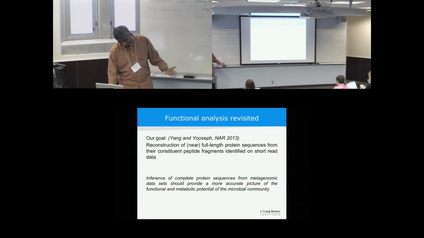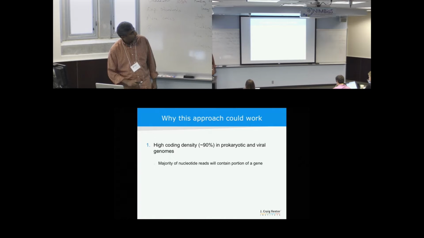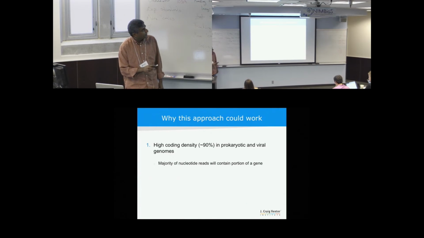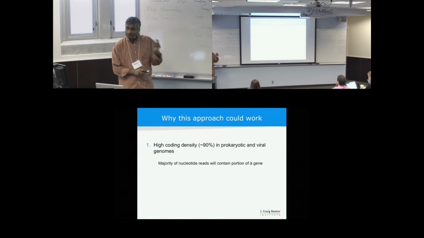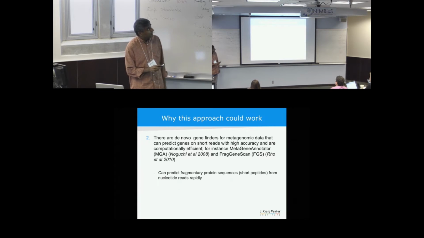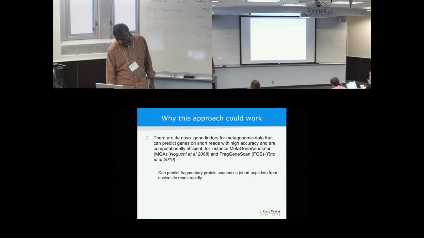And why would something like this work? Well, prokaryotic and viral genomes have high coding density. What that means is that the majority of the reads will contain a portion of a gene. There are good de novo gene finders for metagenomic data out there. A couple of examples: FragGeneScan, Metagene Annotator. So what that means is you could use one of your favorite gene finders to predict fragmentary protein sequences. I'm referring to those as short peptides here. You could do this quickly.